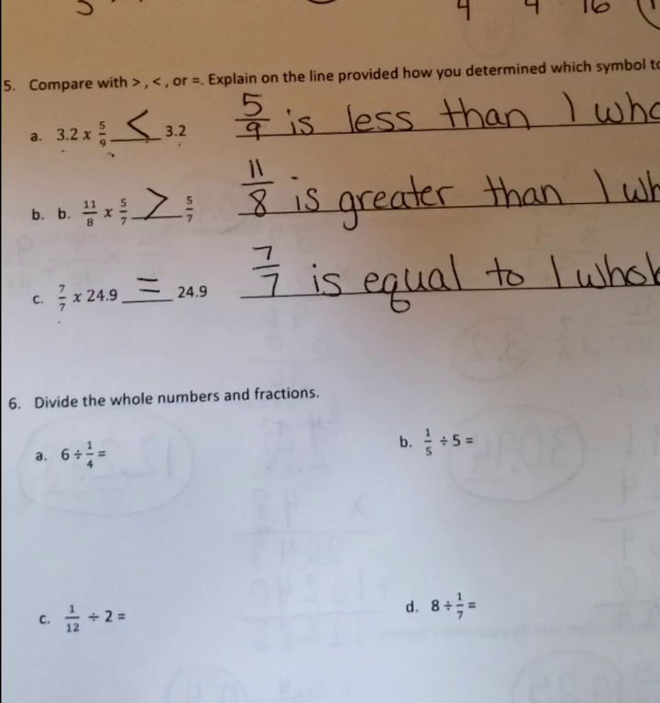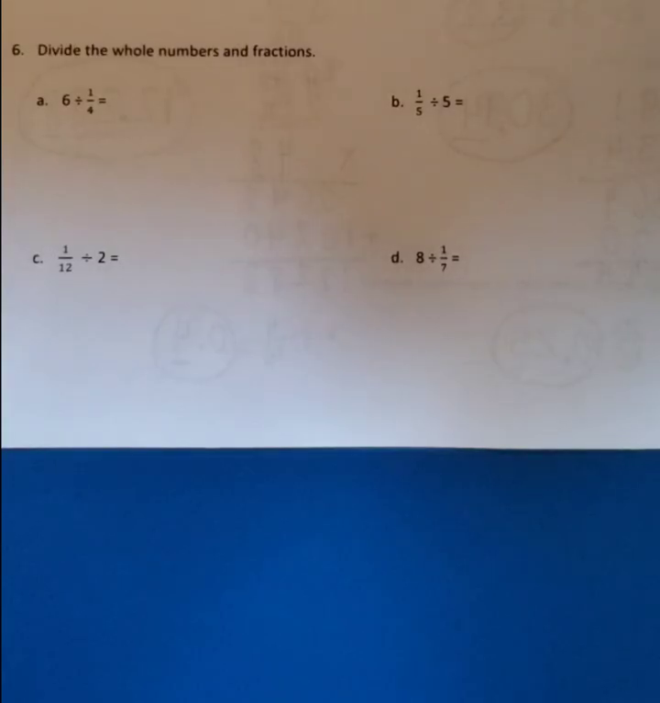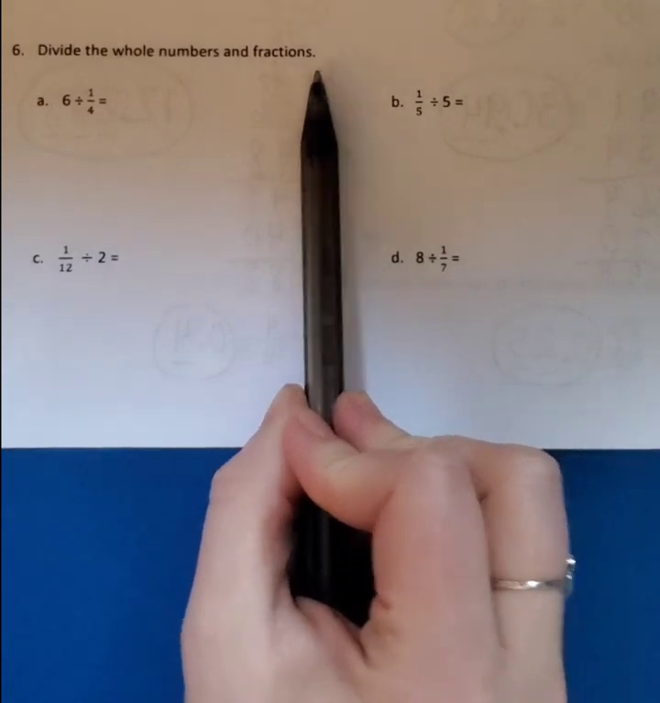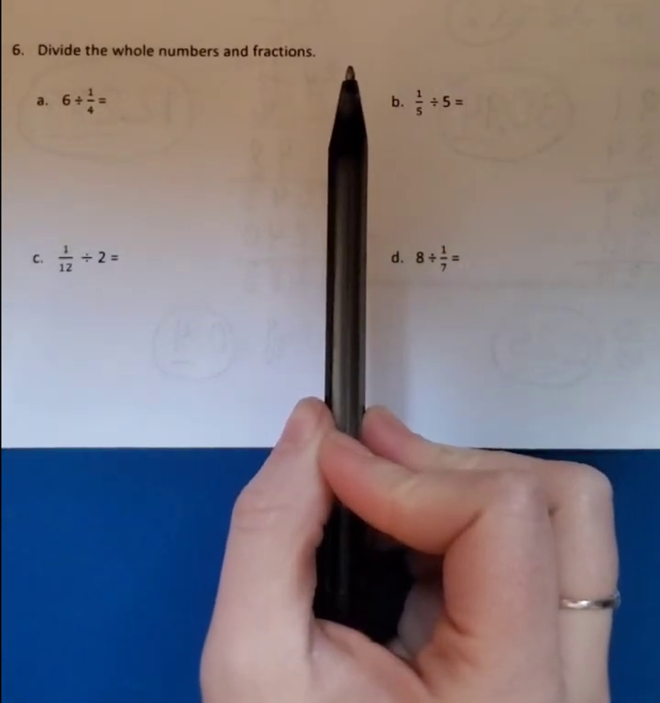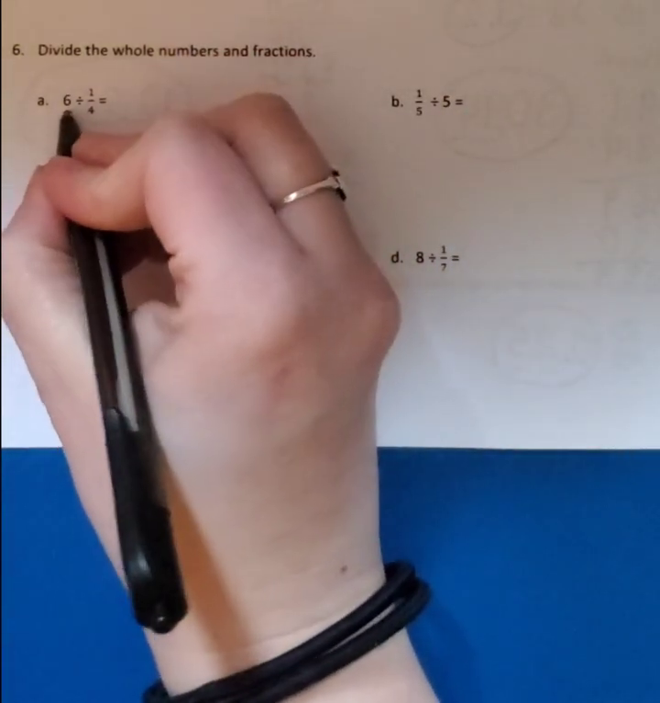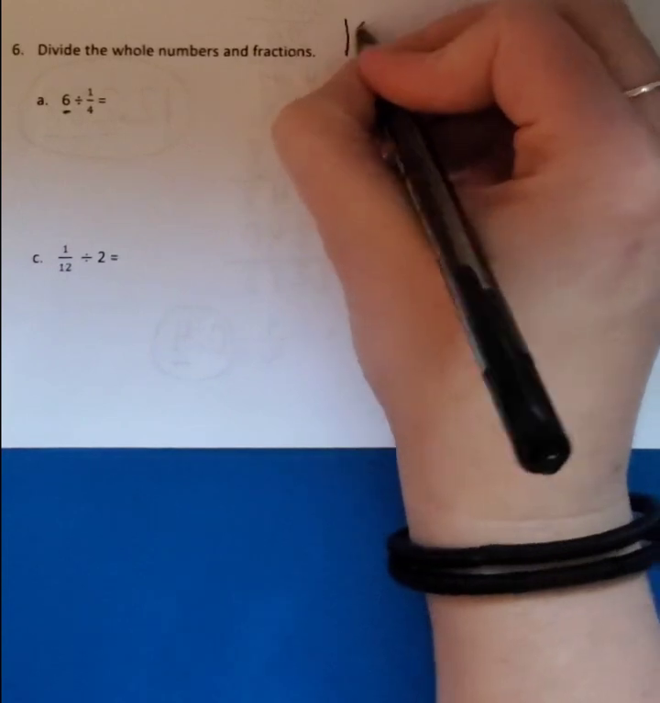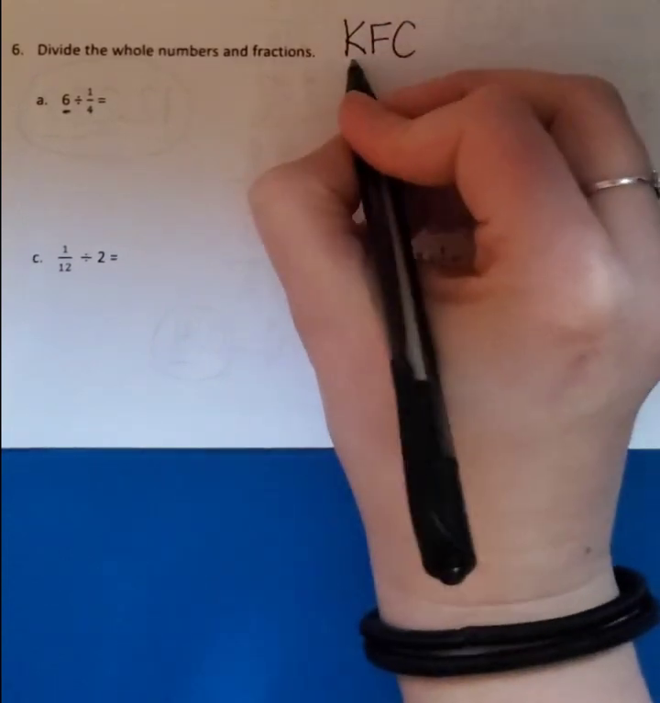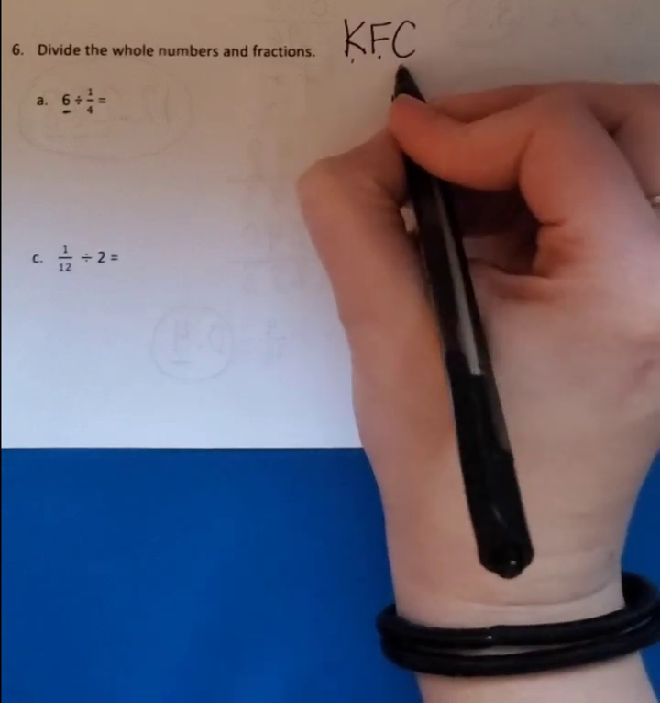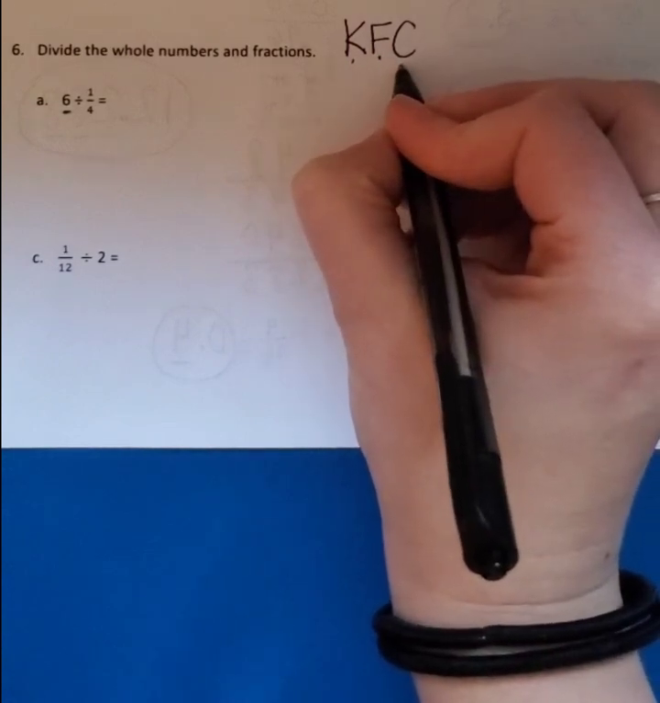Okay, moving on to section 6. Here we go. We're dividing whole numbers and fractions. So for this one section, you're mainly going to be doing KFC here, okay? If you remember that, when we divide by whole numbers and fractions, we're going to be doing KFC. So you're going to keep the first one. Remember, KFC. Keep. Flip the second fraction to a reciprocal. Change the symbol to multiplication.